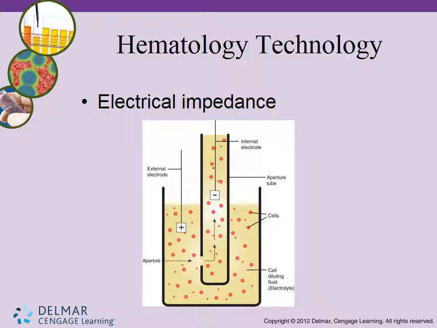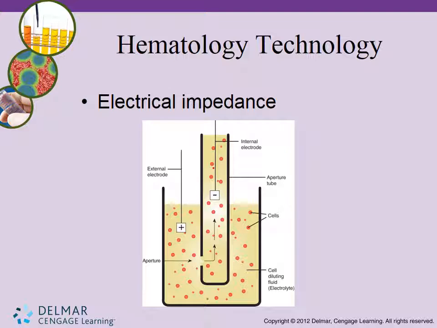Counting chamber here. You'll notice the electrodes in the diagram. The external electrode has a positive charge and the internal electrode has a negative charge. The electrolyte solution is going to flow from the positive to the negative electrode, and that's what pulls the cells in with it through the aperture tube. And you see the little place where the aperture is, how it pulls the cells in towards the negative charge. Since blood cells are very poor conductors of electricity, as each cell moves past that aperture, an impedance or an interruption in the flow is created and the cells are counted.